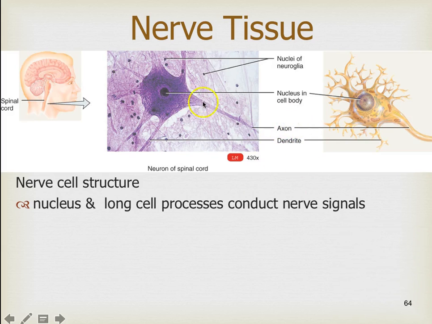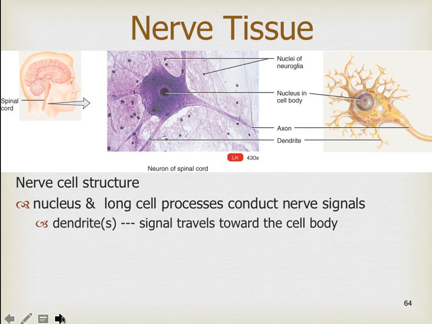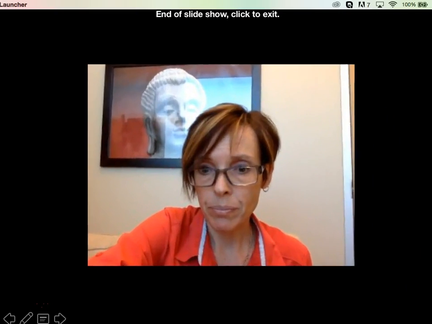And then the projection that is sending information to some other structure, that other structure can be a nerve or a muscle or gland, it can be anything. But that process that's sending information is called an axon. So incoming information is dendrite, outgoing information is axon. So again, dendrite signal is traveling toward the cell body, axon is traveling away from it. And then that is the end of chapter 4.